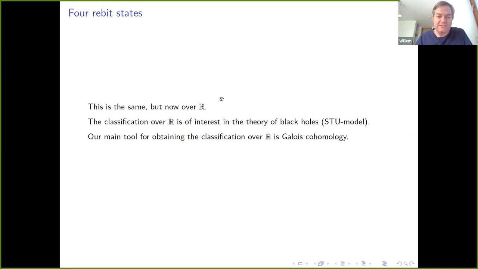And as it so happens, the classification over R is of interest in the theory of black holes. Here the terminology is the so-called STU model. And this explains the presence of the fourth co-author, Alessio Marani, because he's an expert on that sort of thing. So he's an expert on supergravity and black holes and all these things. But we, I and the other mathematicians on the team, just do the algebraic part of the thing. And our main tool for obtaining the classification over R is Galois cohomology.